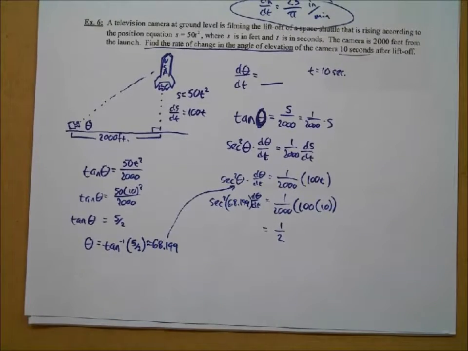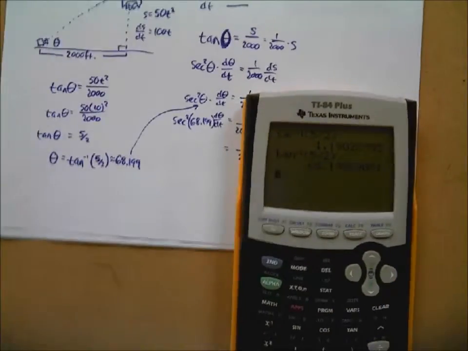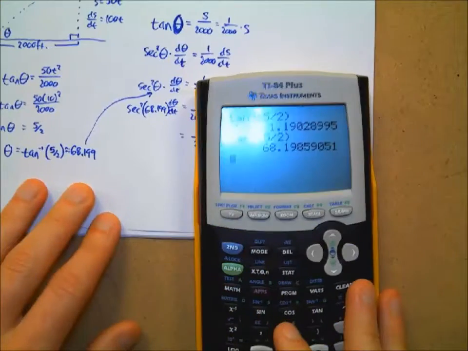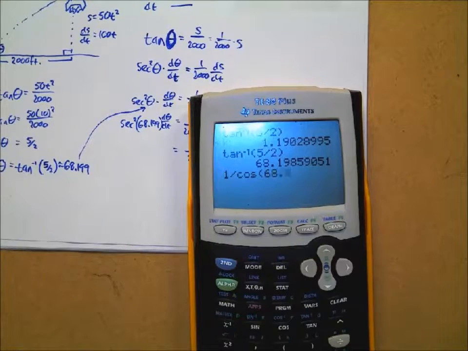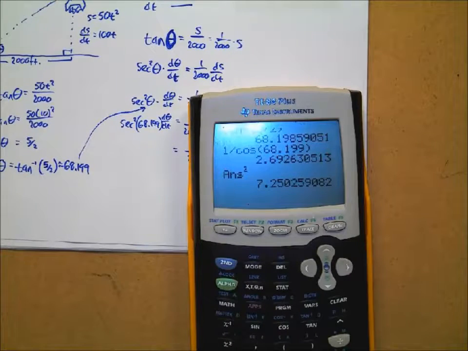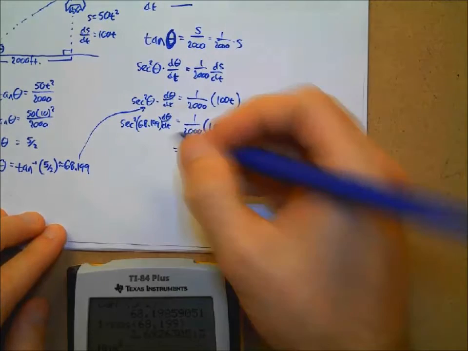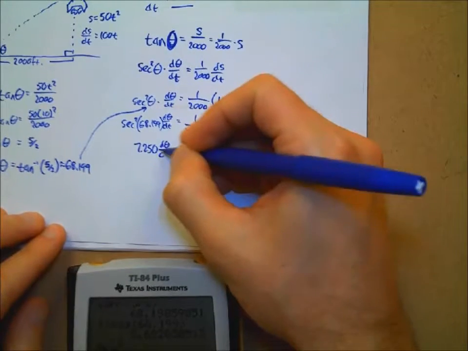Okay, so now to do secant squared, there is no secant squared button on our calculator. So how can you do secant on your calculator? There's no button, but how can we do secant? 1 over cosine of 68.199. We can hit enter if we want to, and then just make sure you then square that solution. And so there is secant squared of 68.199. About 7.250, we'll say.